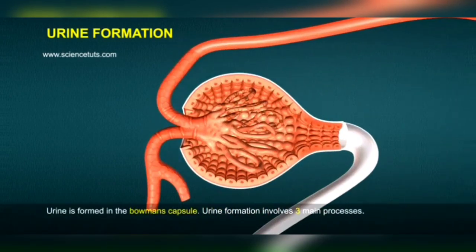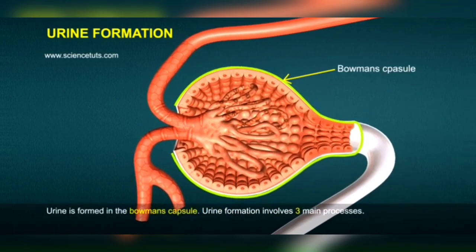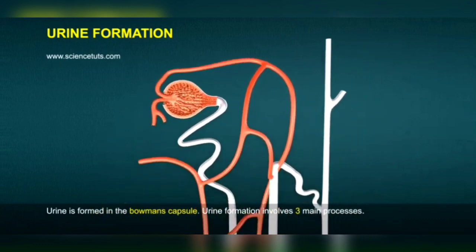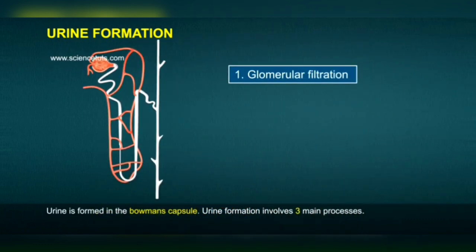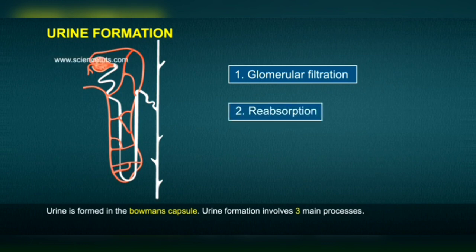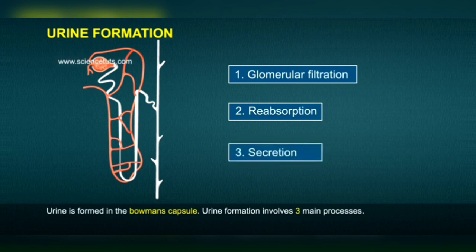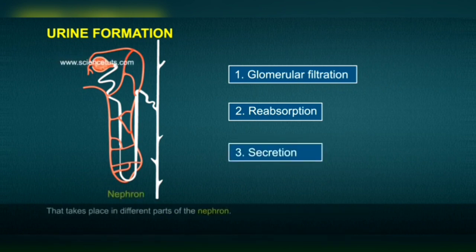Urine formation. Urine is formed in the Bowman's capsule. Urine formation involves three main processes: 1. Glomerular filtration, 2. Reabsorption, 3. Secretion, that take place in different parts of the nephron.